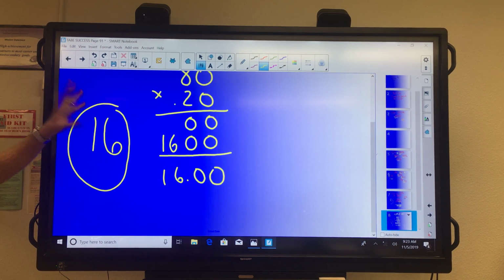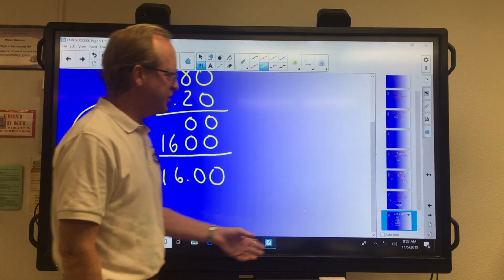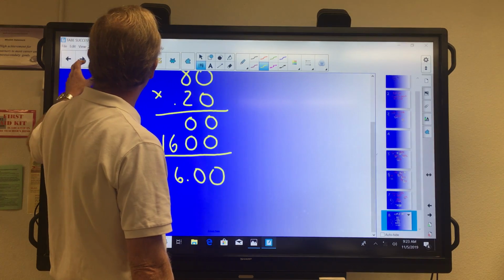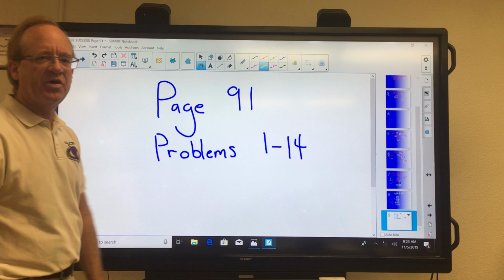So that's what you do. Convert your percents to a decimal, multiply times the number that you started with, and you're in business. So your task, you've got page 91, problems 1 through 14. Have fun.